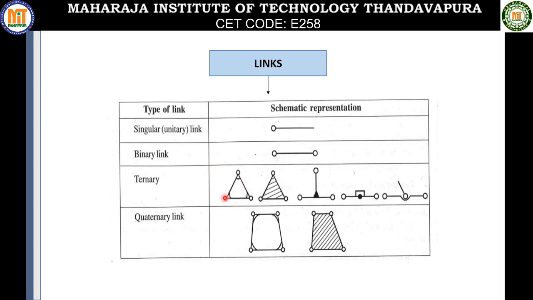In the ternary link, in a similar fashion, this whole triangle is a single link wherein I have three ends at which I have three joints wherein I can join three more links. So these are the different possibilities of a ternary link. In a similar fashion, I have the quaternary link wherein I have four different joints at which four different links can be joined. So links are also classified based on the number of joints they carry.